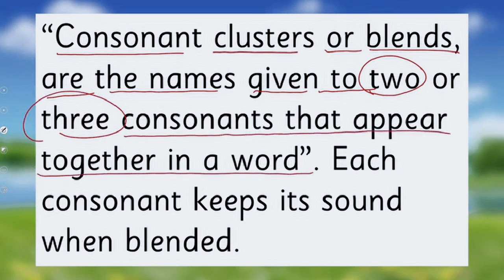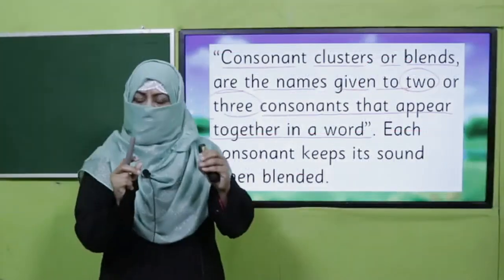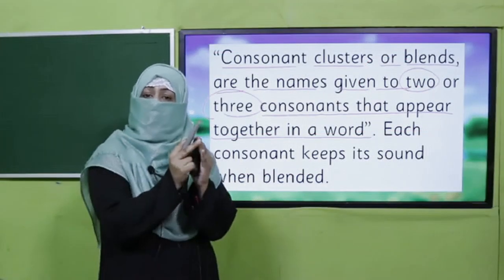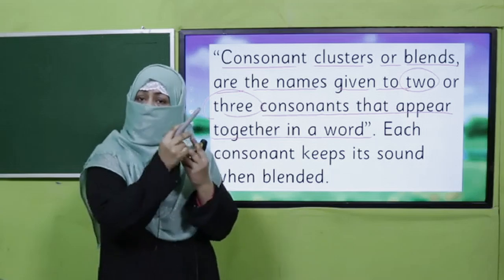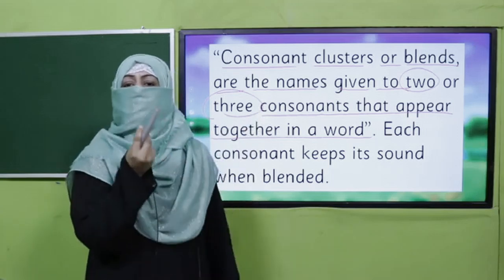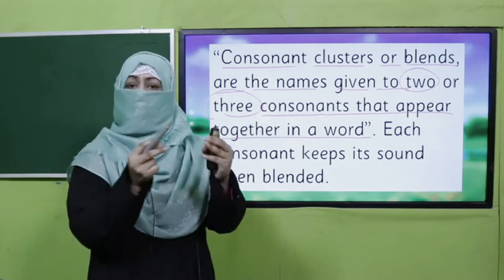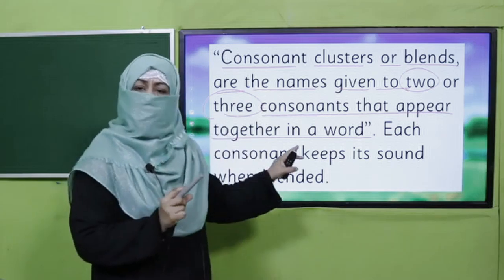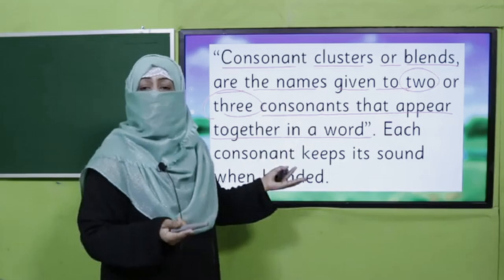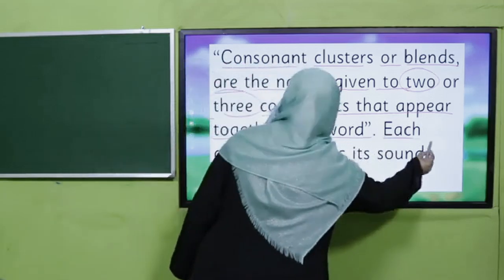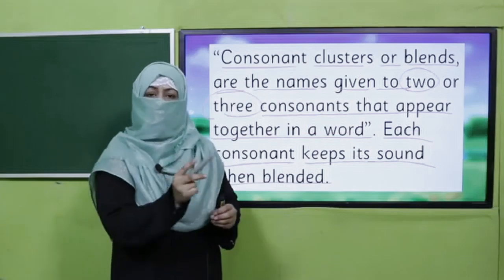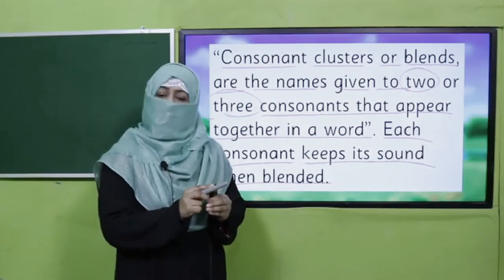And what does together mean? When you see a word, there are different letters. When 2 or 3 letters come together as adjacent and there is no vowel in between them, that is known as a consonant cluster. 2 or 3 consonants are together. So whenever you see such a chunk in a word, what are we supposed to do? You will say each consonant keeps its sound when blended. You will blend their sounds, but each consonant will maintain its sound. And how do we do it?